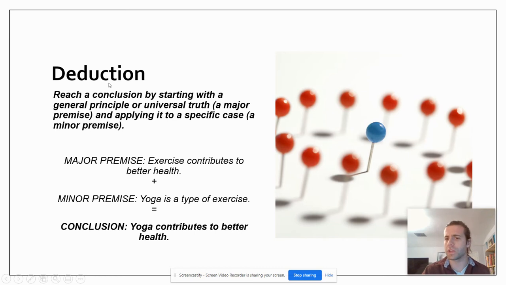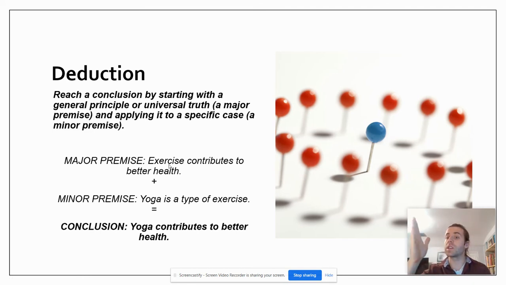Deduction is probably what we're most commonly used to in an academic setting, where I'm going to start with, here's the thing that I'm proving, and then I'm going to select the best pieces of evidence to prove that thing. So, for example, I might start off with this major premise, this idea that exercise contributes to better health. Boom, that is my universal truth.